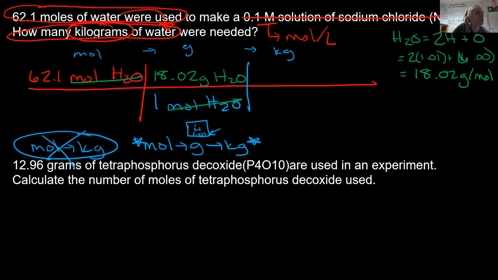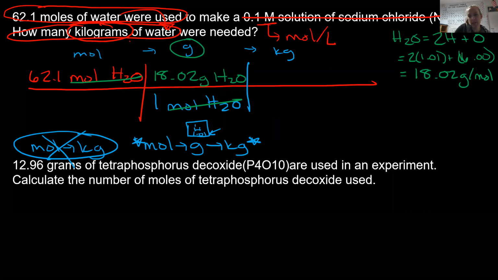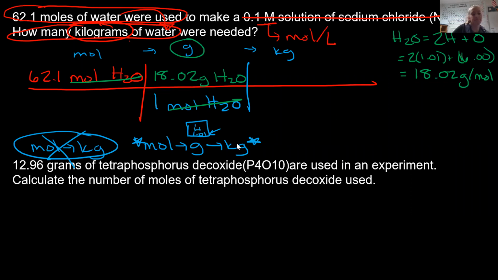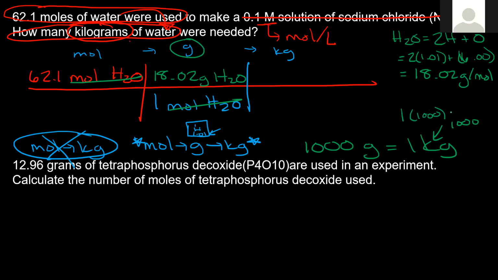So now I'm left with grams of water. But is grams what I wanted? Janie, is grams what I wanted originally? No, we want kilograms. So how do I get from grams to kilograms? Kilo is 10 to the third, right? There's 1,000 grams for every 1 kilogram. Kilo means 1,000. It's like saying 1 times 1,000 grams, because that's what kilo means. They're the same thing. So 1,000 grams is 1 kilogram.